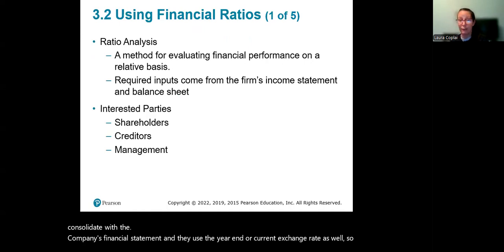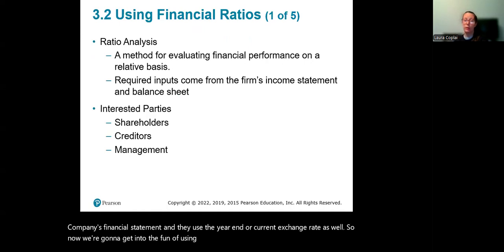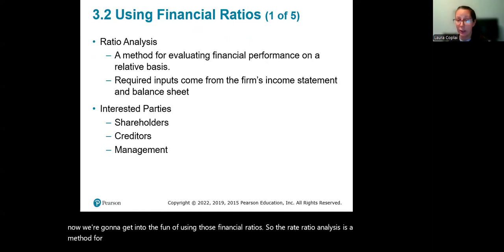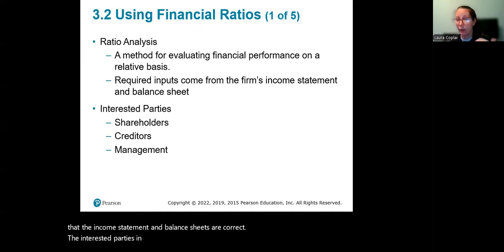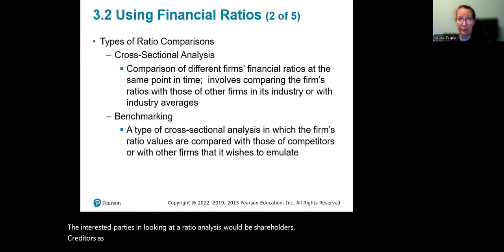So now we're going to get into the fun of using those financial ratios. Ratio analysis is a method used to evaluate financial performance on a relative basis for many corporations. The required inputs come from the income statement and balance sheet, so it's very important that they are correct. The interested parties would be shareholders, creditors, as well as management.